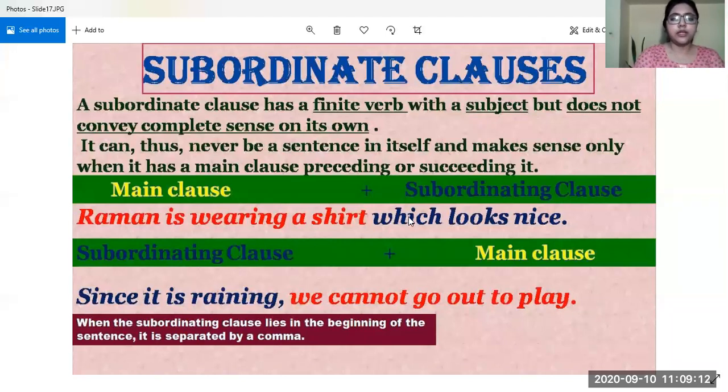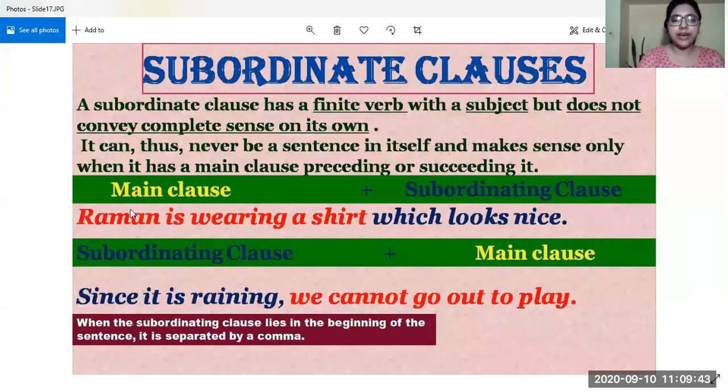Therefore it cannot be a sentence in itself. It will make sense only and only when it has a main clause preceding it or succeeding it. What does this mean? Either a main clause should be placed before the subordinate clause, that means preceding it, or it should have a main clause following it. A main clause should be placed after the subordinate clause. This is what we mean when we say succeeding it.